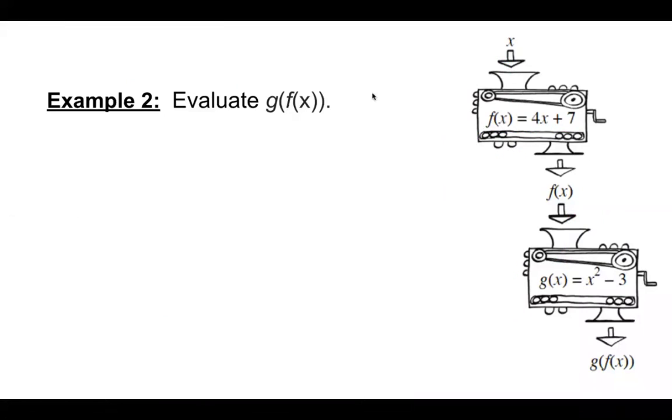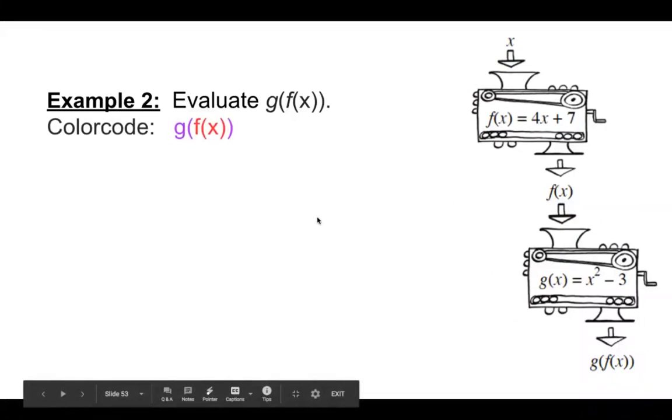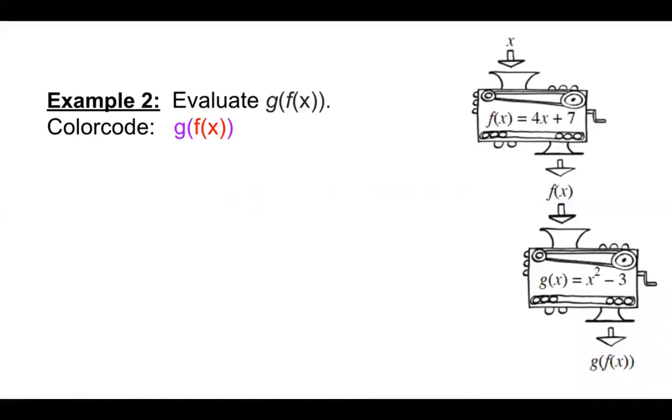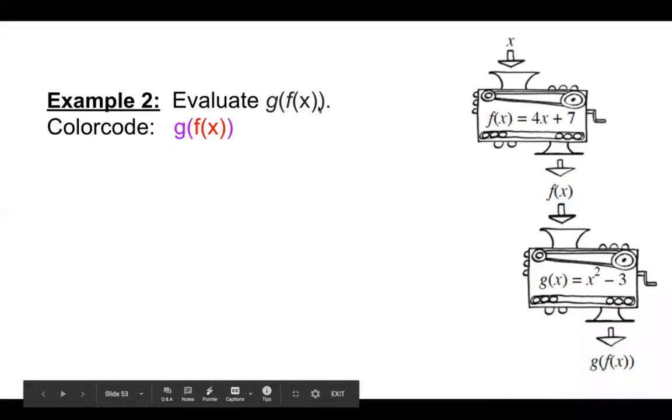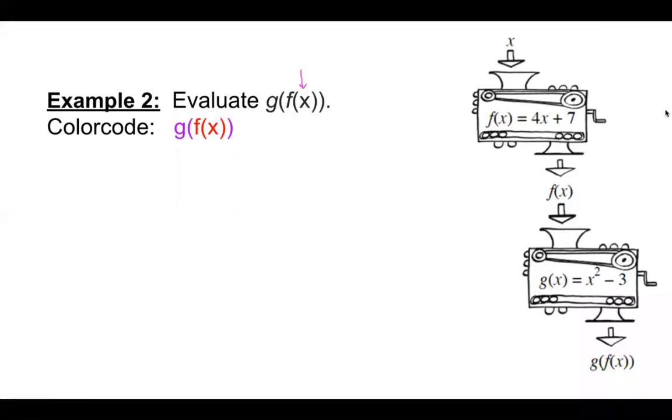Step 1 is color code, always. For me, if you don't have color coding, that's fine, but for me, it just helps me see what's happening. Okay, so one thing to notice is we don't have a number for x. There's nothing to plug into f. So instead of just plugging in a number here, if I plug in x, all I get is f of x. That means I'm going to be plugging the whole function f of x into g of x.